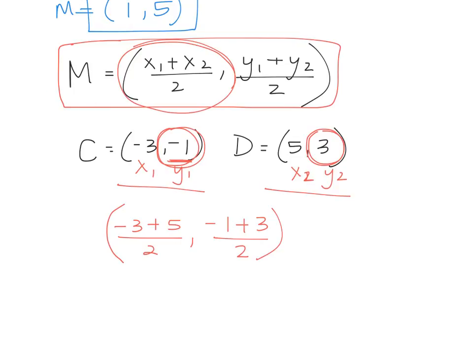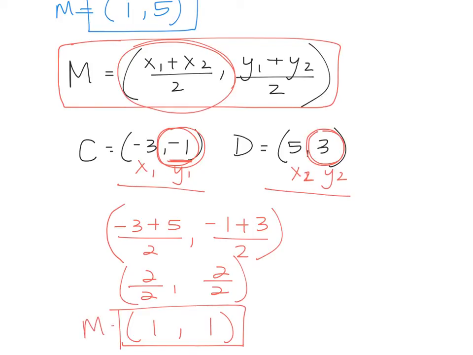Okay, what's negative 3 plus 5? Mental math. 2, right? 2 divided by 2 is 1. So you get 1 for your x value. And then your y value, what's negative 1 plus 3? 2 divided by 2 is 1 again. So you get for your midpoint the point 1, 1. Okay, any questions on that?